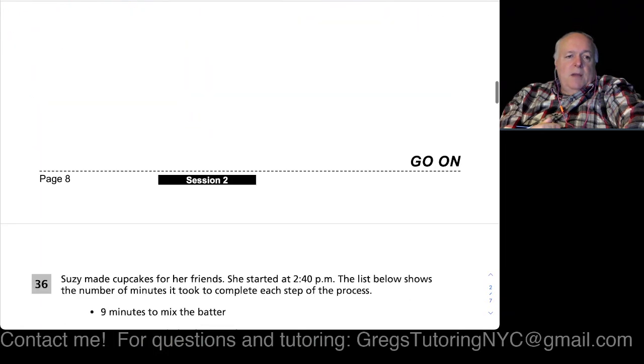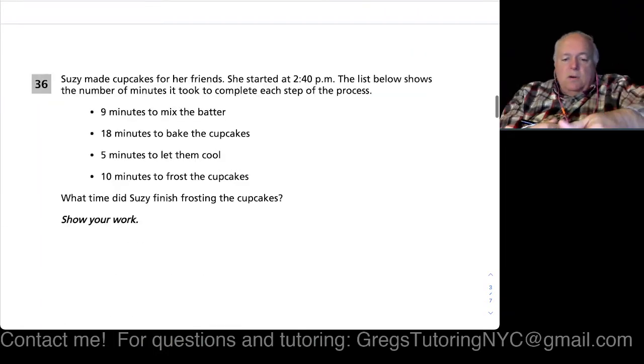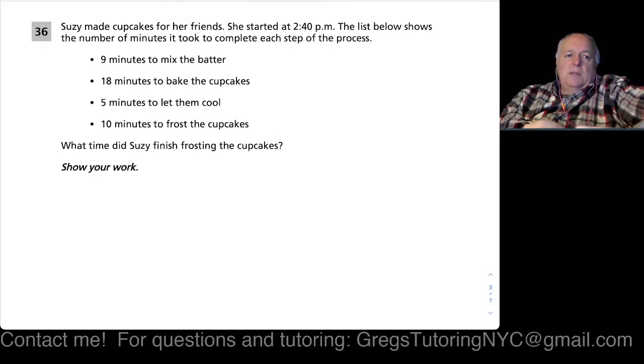And we're going to go about an hour here. Again, if you're catching this on the replay, you can stop it and just proceed from there. All right, so again, I like these bullet things because they lay out steps to take. So Susie made cupcakes with her friend. Oh, yeah, booyah. She started at 2:40 p.m. So that's probably something we need to be aware of.